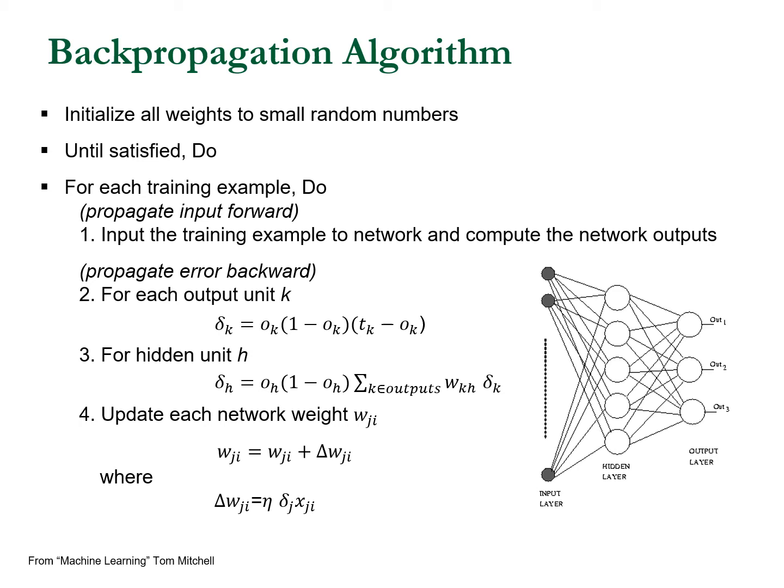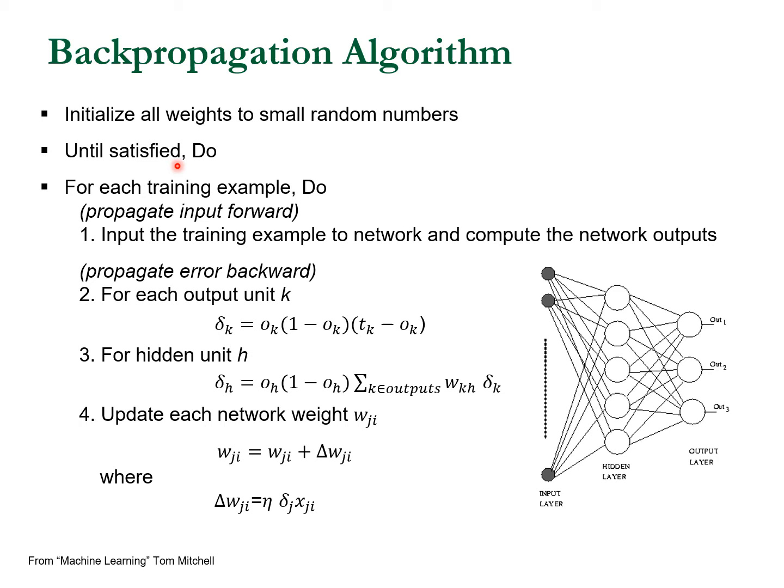This slide shows the pseudocode of a backpropagation algorithm. Again, this is a stochastic version. In the beginning, we initialize all weight values in the network to small random numbers. In the beginning, we have no idea what these weight values are, so you initialize with small numbers. Then, until satisfied, we repeat this procedure.